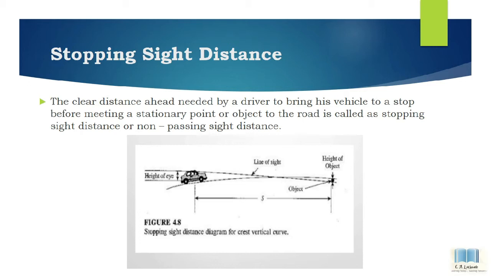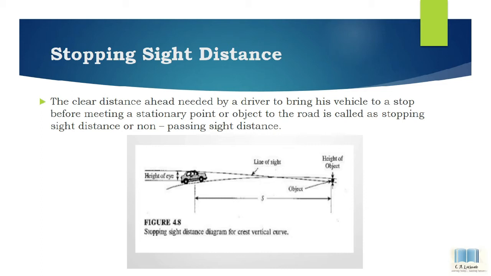This dotted line is the line of sight, or this line is also called the stopping distance, and here there is an obstruction to vision. So this obstruction obstructs the vision of this vehicle. But along with this obstruction, the driver of the vehicle can see the other vehicle. That distance is called stopping sight distance.